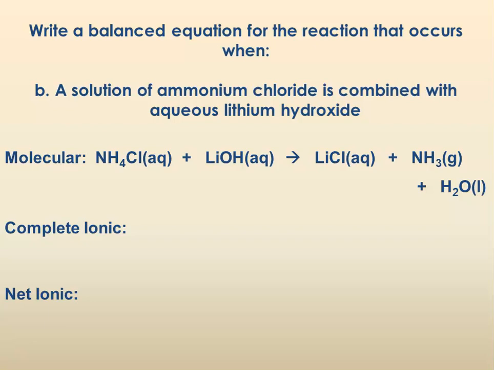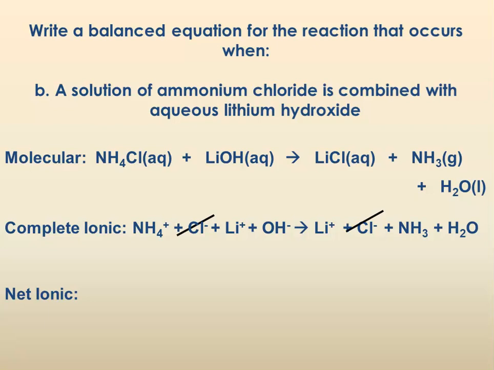Again, the three aqueous compounds are the ones I need to focus on to determine if they dissociate. We know all compounds containing ammonium do. We know all compounds containing alkali metals do. So the lithium compounds are also going to dissociate into their respective ions, but the ammonia and the water are not. So in this particular example, we do have a couple of spectator ions. Both chloride and lithium remained unchanged. So in our net ionic, we would just show the ions that were left on the reactant side and the gases that they formed on the product side.